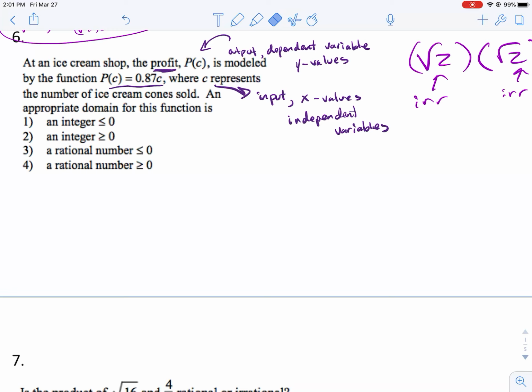That's why C is your independent variable, because it's kind of its own thing. Your profit is dependent on how many cones you sell. So your cones are your independent variable. That being said, we're looking for an appropriate domain, okay? We're doing number types and properties, so in this case we're looking at either rational numbers or integers. Don't worry about the inequality right now. Let's just talk about what a rational number and an integer is again.